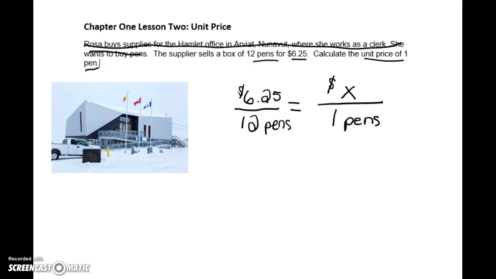Now, just like what we've done before, we're going to be solving all of our proportional reasoning questions by using cross multiplication. So start by drawing an X with arrows on the ends. One arrow goes from the top of your numerator in your first fraction to the denominator of your second fraction, and then the denominator of your first fraction up to the numerator of your second fraction. Those arrows indicate multiplication. Look at your first arrow here: we have 6.25 times 1. Look at our second: we have 12 times X.